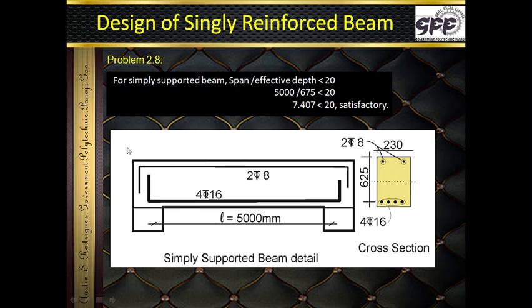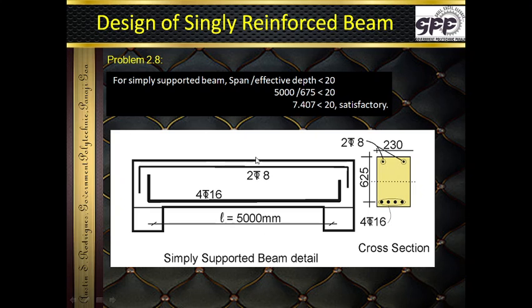Let us see how it appears in the sketch. We have the effective span over here as 5 meters. At the bottom, we have provided the steel, which is 4 bars of 16. At the top, we have something called the hanger bars. Hanger bars allow us to keep these bars in position.